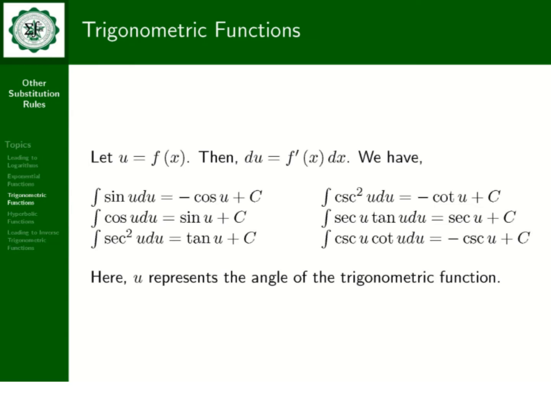The integral of sine u du is equal to negative cosine of u plus c. And then the integral of cosine u du is equal to sine of u plus c. The integral of secant squared of u du is equal to tangent u plus c. Next, we have cosecant squared u du is equal to negative cotangent of u plus c. We have the integral of secant of u times tangent of u du is equal to secant of u plus c. And finally, we have the integral of cosecant u times cotangent of u du is equal to negative cosecant of u plus c.